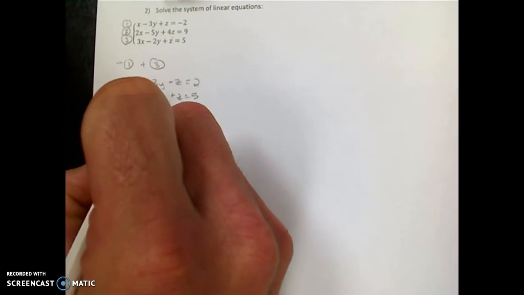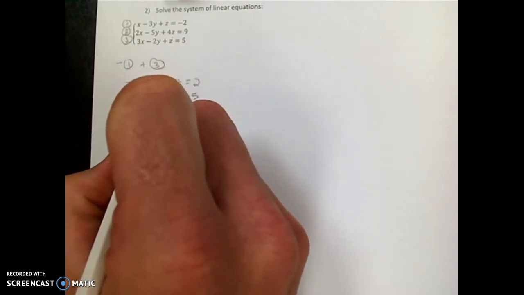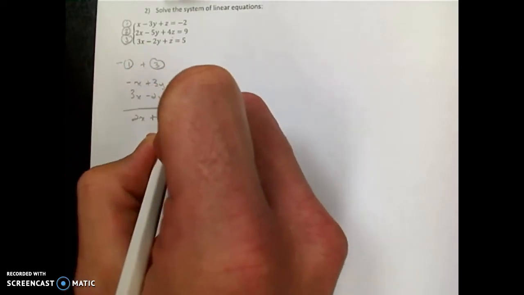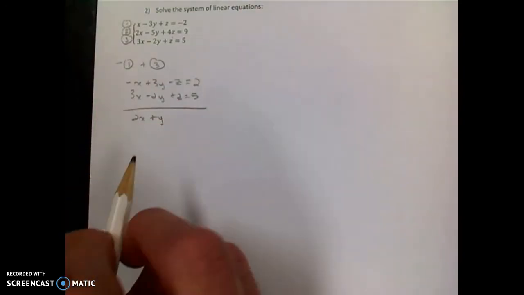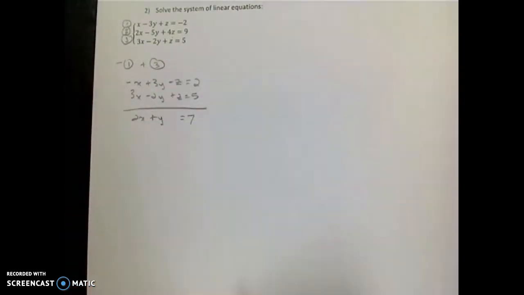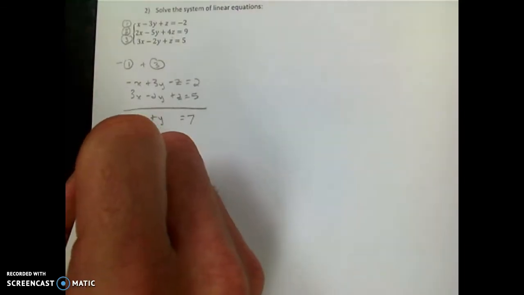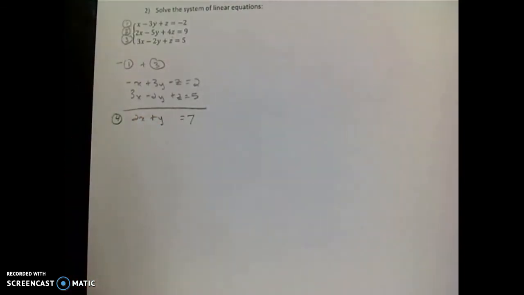3x minus x is 2x. 3y minus 2y, 1y. Negative z and positive z equals 0. 2 and 5 equals 7. So I now have a new equation, 2x plus y equals 7, in two variables, x and y. I'm going to label that equation number 4.